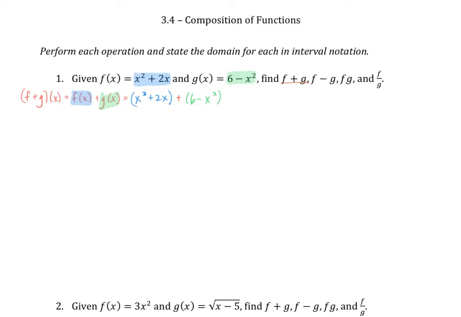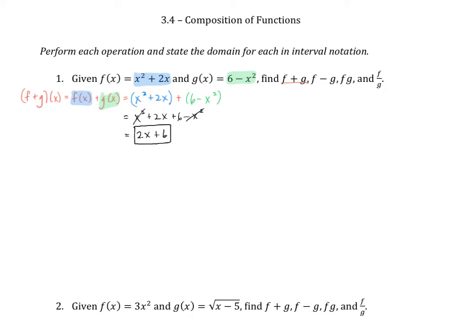And then from there, we're just going to add our like terms. The parentheses here aren't necessary because it's an addition statement. So we have x squared plus 2x plus 6 minus x squared. Notice that the x squared and the negative x squared cancel out. So now we have 2x plus 6. Those are not like terms, so that's as much as we can do. So the sum of f and g is 2x plus 6. That's the sum. So we want to do the same thing for f minus g.